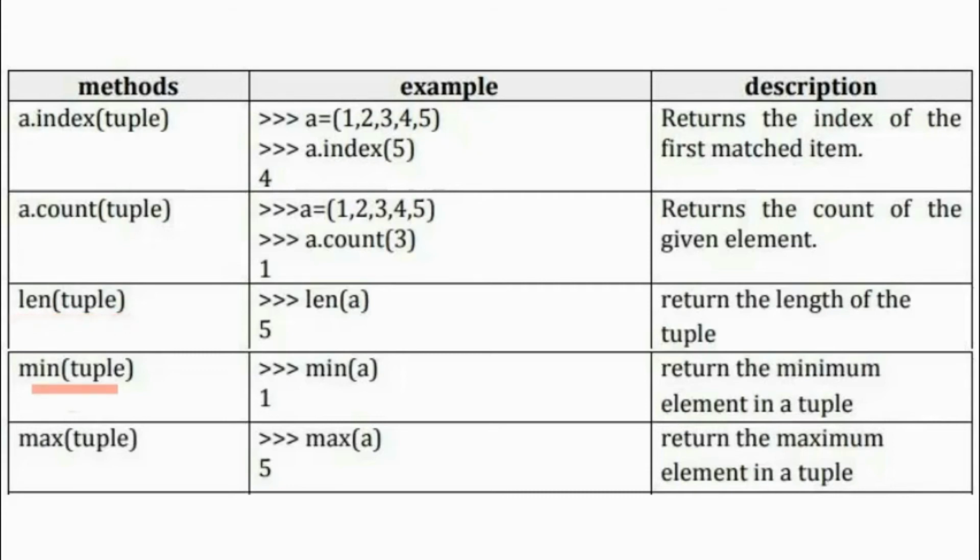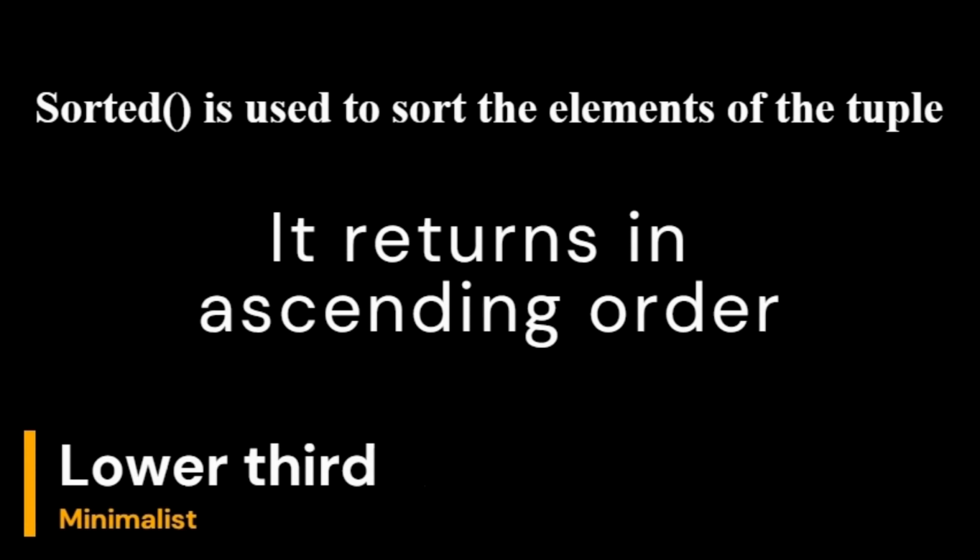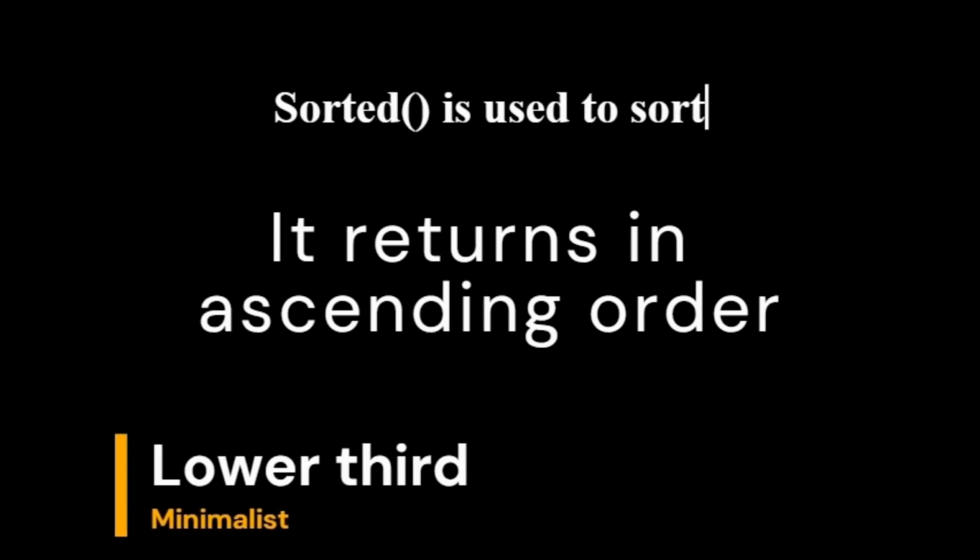Mini. This function returns the minimum value from the tuple. Max. This function returns the maximum value from the given tuple. Sorted is used to sort the elements of the tuple. It returns them in ascending order.